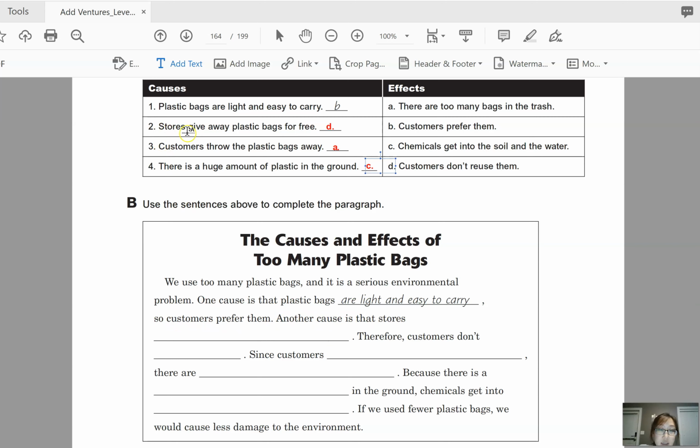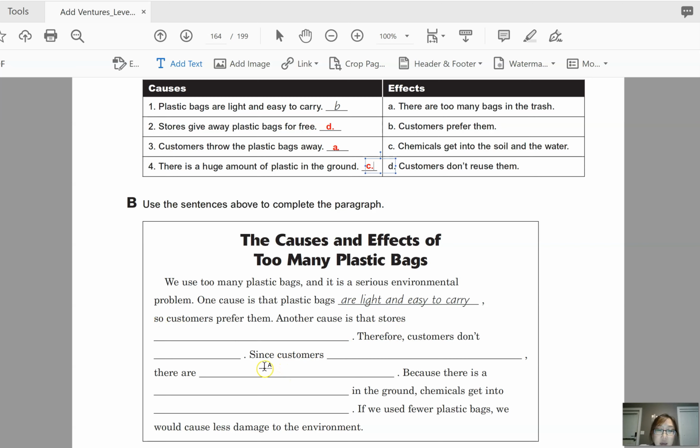It's this sentence right here. I'm not going to type it out this time because you can already see the sentences here. Another cause is that stores give away plastic bags for free. Therefore, customers don't reuse them. In this case, the connector is therefore, which has the same meaning as so.